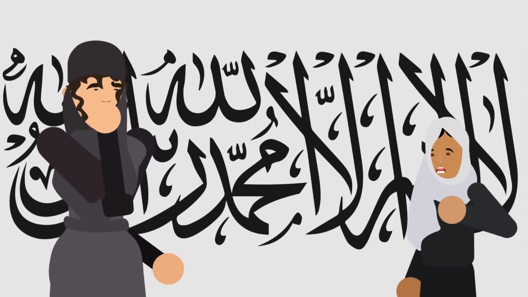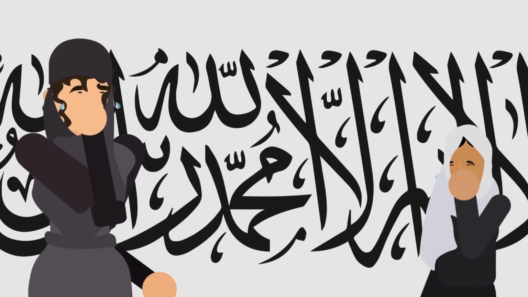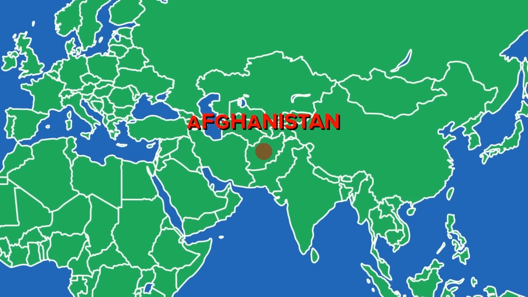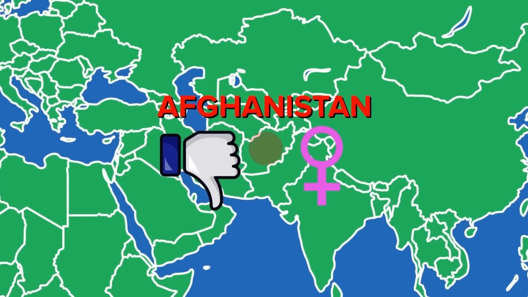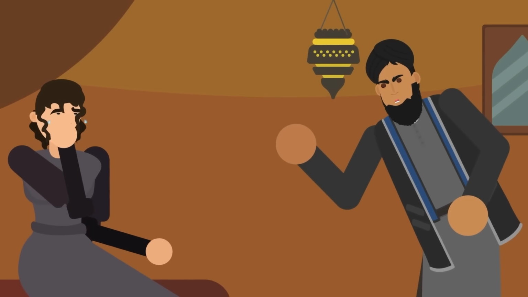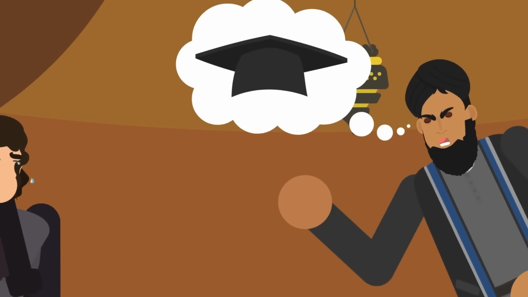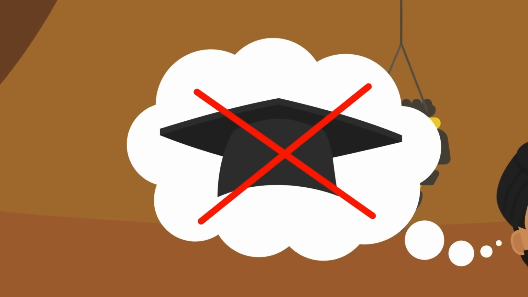Women and girls have been subjected to especially strict rules and policies under the Taliban. In fact, Afghanistan is actually ranked as the worst country in the world to be a woman. Only in Afghanistan are women not allowed by law to study beyond secondary school or work in most professions.